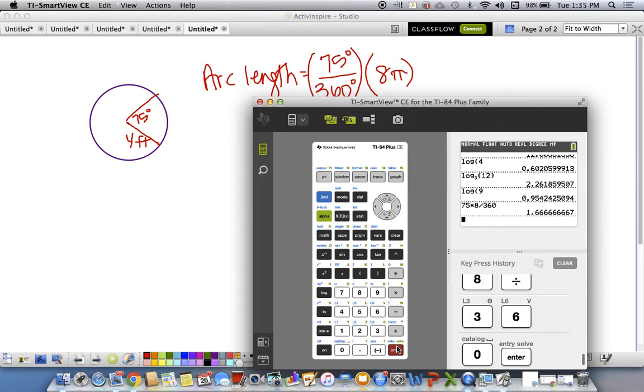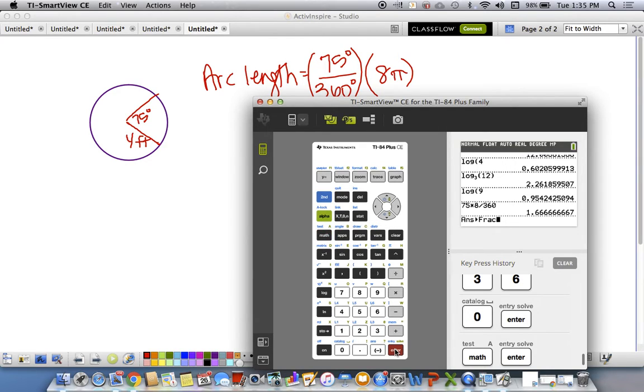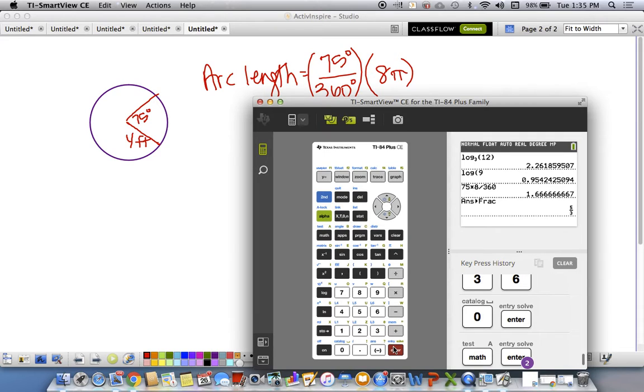Okay, hit the math button, because I want it to be a fraction. If you hit the math button, the number 1 says FRAC for fraction. You're going to hit enter, and you're going to hit enter again. It's going to give you a fraction, 5/3. Okay? Did everybody do that? So then it'd be 5 over 3.